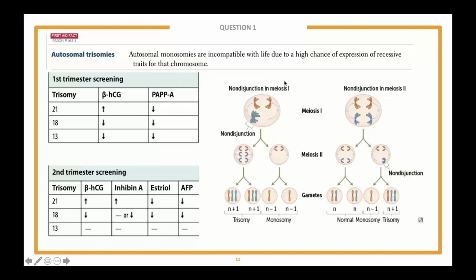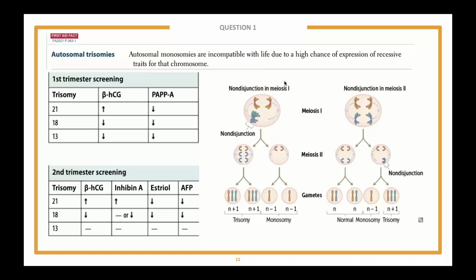Thank you, Sean. Yeah, definitely a tough question. So we've gone ahead and pulled up some images and tables from First Aid. And the important thing to note is the timing of the screening. So remember, there's only certain things that can be checked that are accurate at the first trimester. So we know this patient was second trimester screening. So let's take a look at that table. So keep in mind the differences between trisomy 13, 18, and 21.